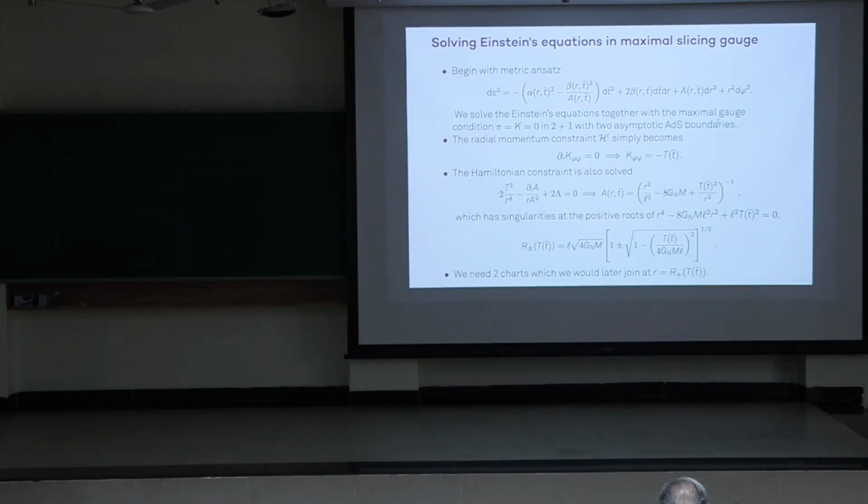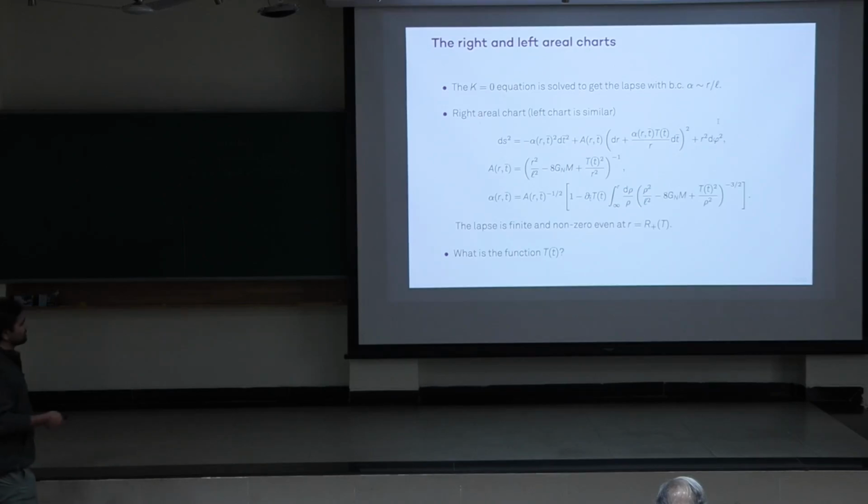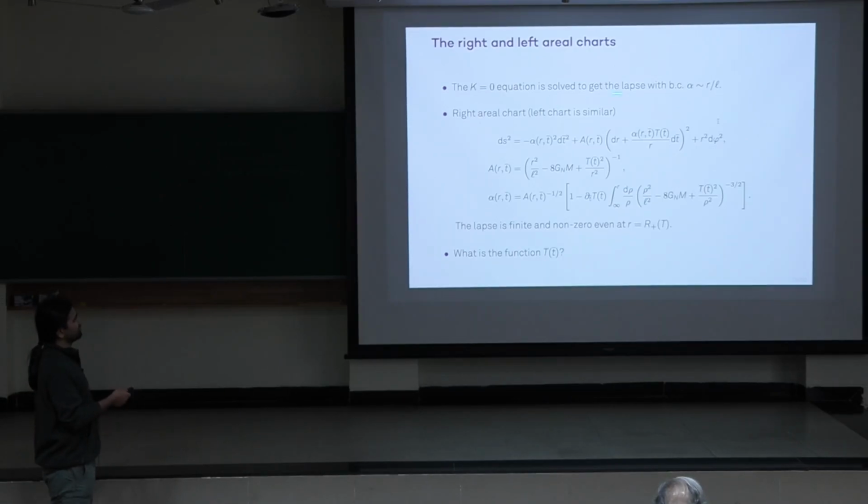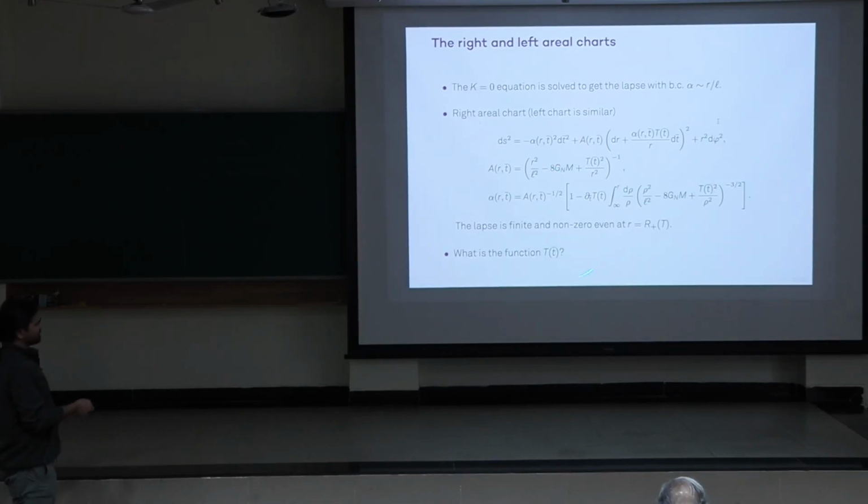So what I'm trying to say is that this chart will eventually fail somewhere in the interior, and in fact it fails exactly at R equal to R plus. So I'll need two charts, one connected to the right boundary, another connected to the left boundary, and I'll have to match them smoothly at exactly the same point because they fail at the same point in the interior. Further, you can solve the K equal to 0 equation, which I haven't shown you, to get the lapse with this standard boundary condition. So you have all the ingredients, you have all the metric components up to this function of T of T bar, which we have to figure out.